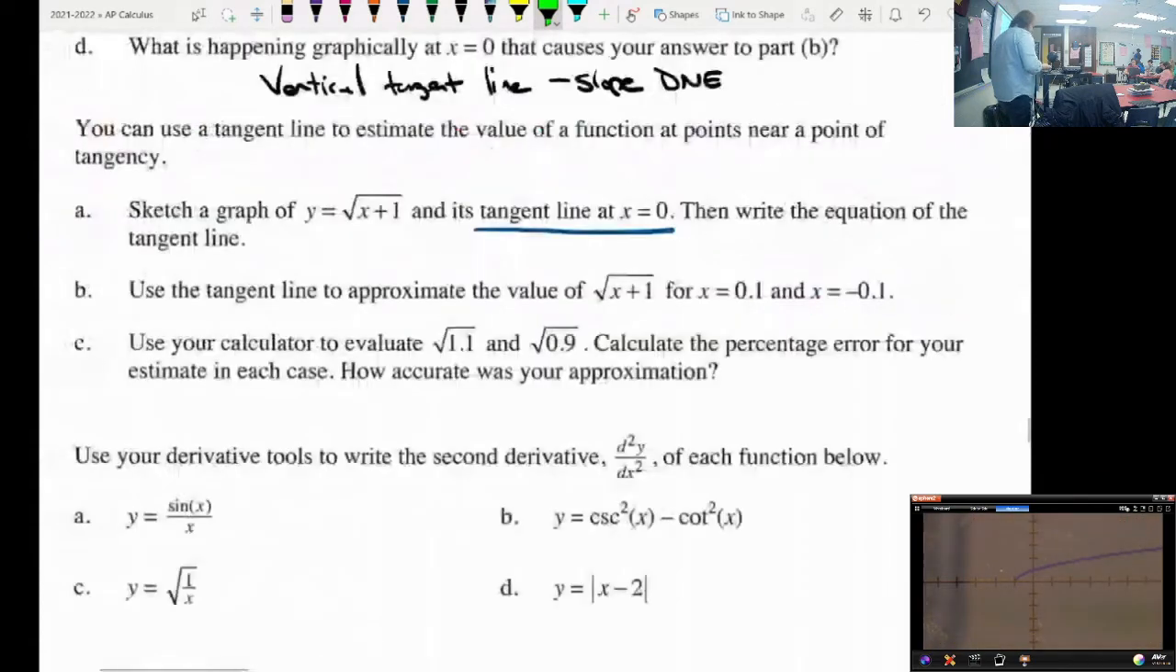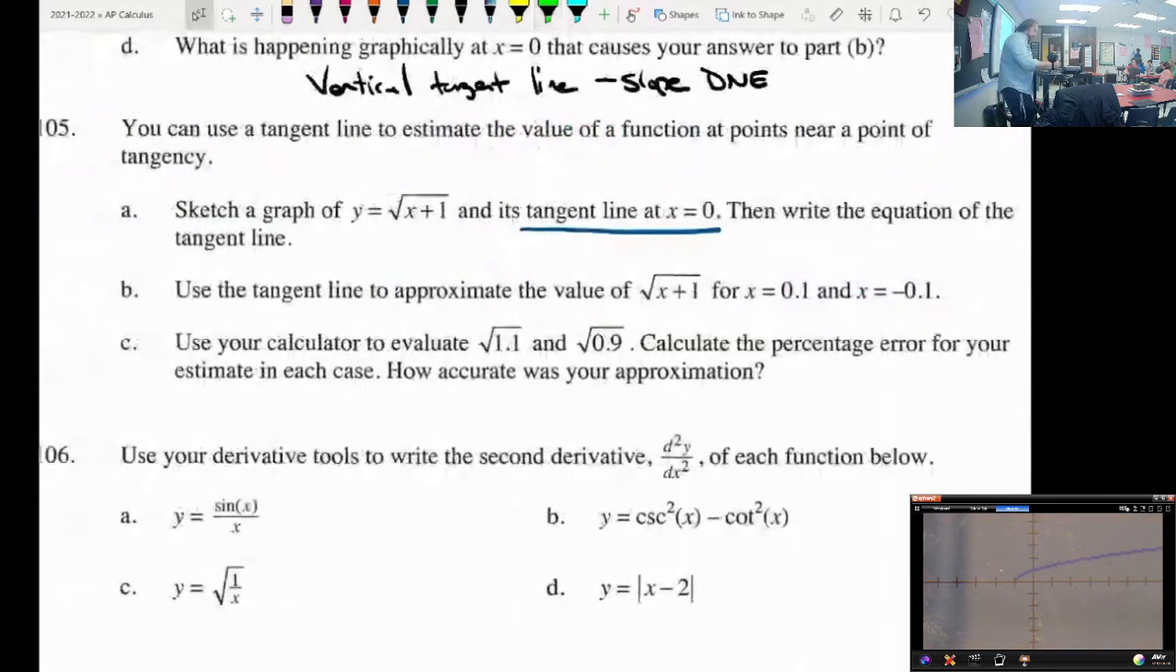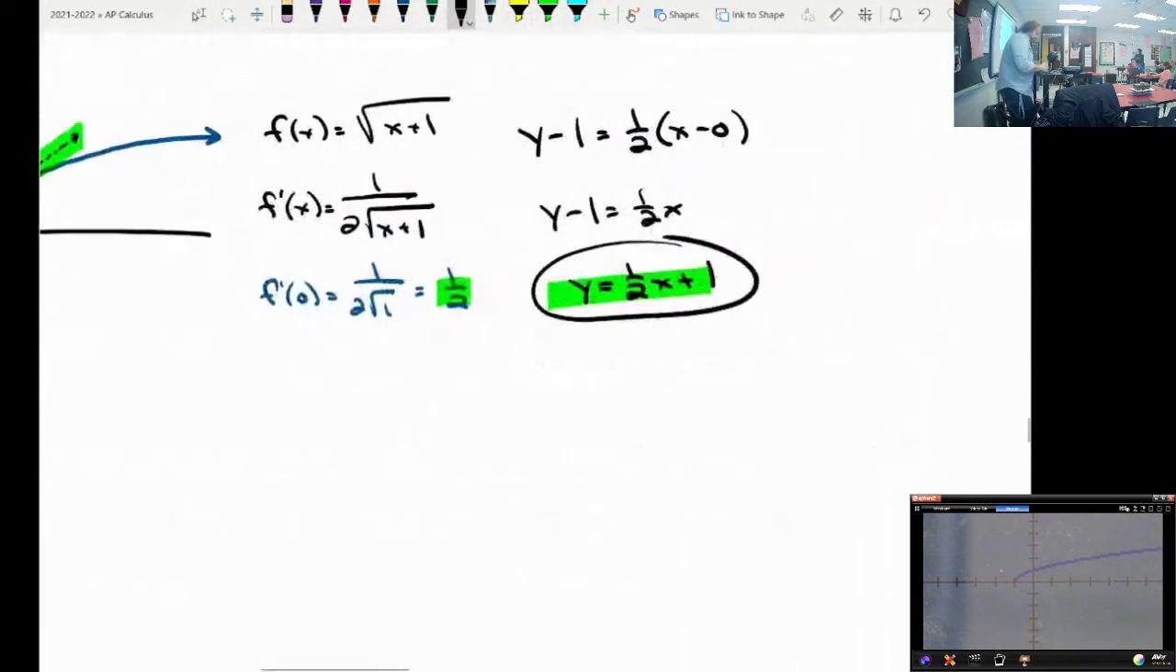Question B tells us to use the tangent line to approximate the value of this function for x equals 0.1 and x equals negative 0.1. We can do this really easily without a calculator, because all we're going to do is plug into this function. We're going to evaluate 1/2 x plus 1 when x is equal to 0.1, and also when x is equal to negative 0.1.